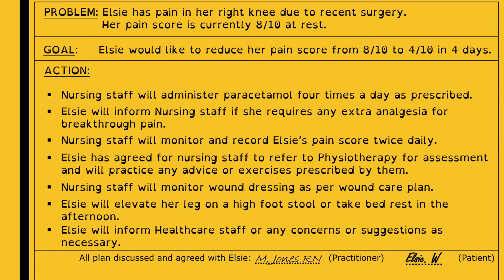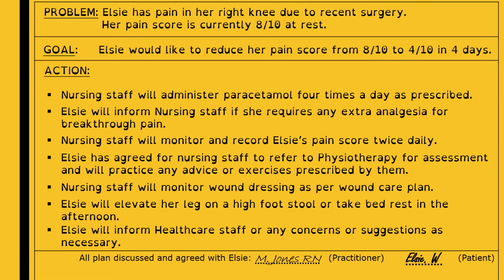Elsie will inform healthcare staff of any concerns or suggestions as necessary. So the care plan actually encourages Elsie to make any suggestions to staff that she can think of. It's collaborative.